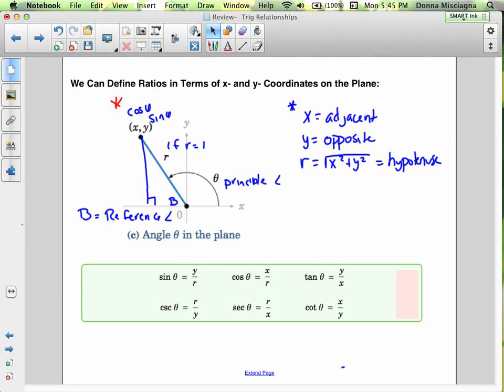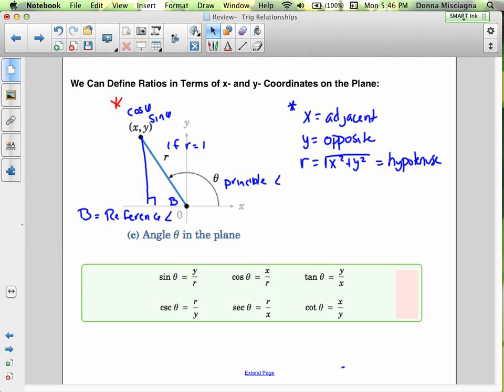All right, a quickie review of our 6 trig ratios. No one better miss this. Sine theta is y, which is the opposite, over r, which is the hypotenuse. Cosine theta is x, which is the adjacent, over r, which is the hypotenuse. Tangent theta is y, which is the opposite, over x, which is the adjacent.